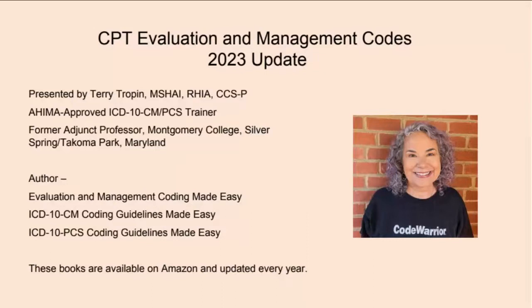These books are study guides that I developed for my classes that summarize the coding guidelines, put them into simpler English, and then do a comparison of them. My books include one on E&M coding, ICD-10-CM coding, ICD-10-PCS coding. The 2023 versions for the CM and the PCS coding are already up on Amazon since those are effective October 1, 2022. The evaluation and management coding update book should be available in the fall. These books are all updated every year.